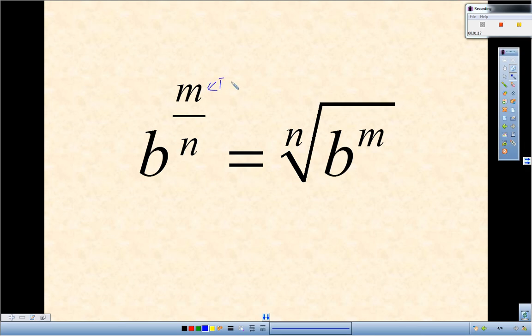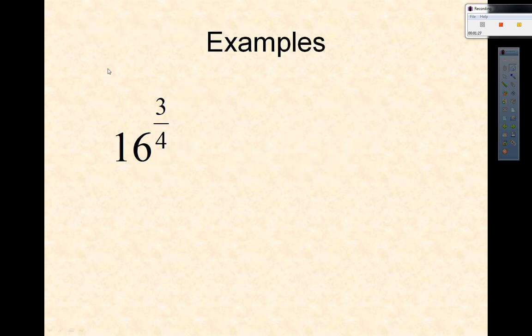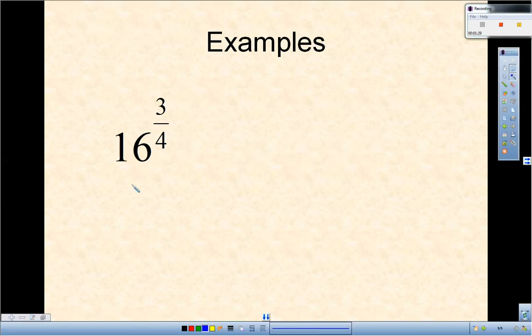Remember, the m is your power, so when you write it in radical form or vice versa, the m is still my power exponent. So for example, if I have 16 to the 3/4, I could rewrite that as the fourth root of 16 to the third power. So just remember, the root is in the denominator and the power is in the numerator.